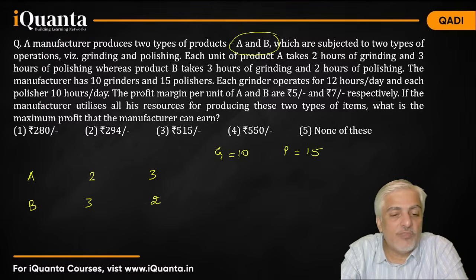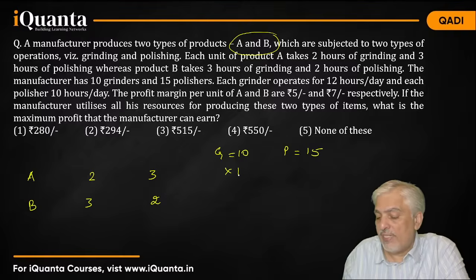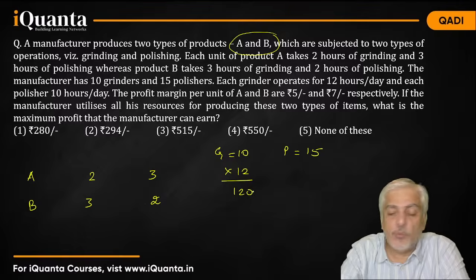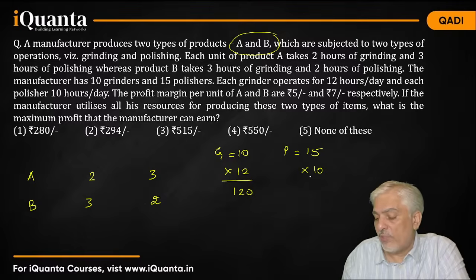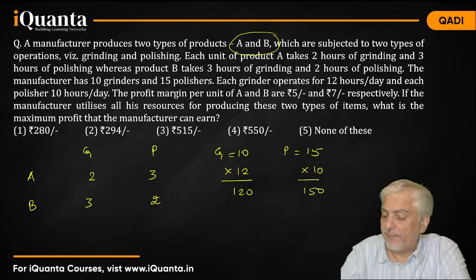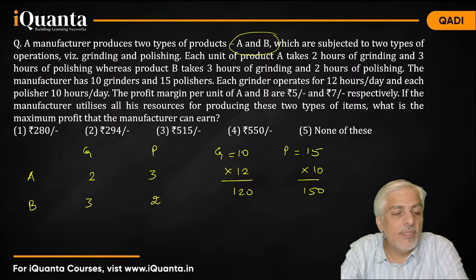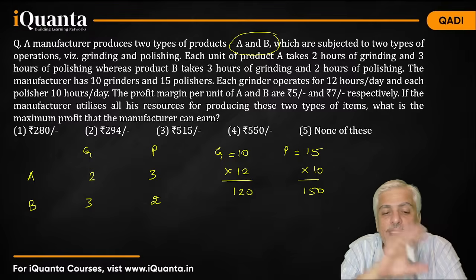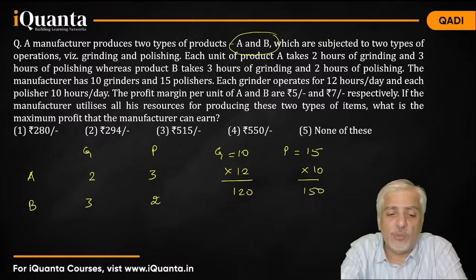Each grinder operates for 12 hours a day. So 10 into 12, 120 hours of work we have. And each polisher operates for 10 hours a day. So we have a total of 150. This is grinding, this is polishing. The profit margin for A is 5 rupees, B is 7 rupees. I'll come to the end of the question.